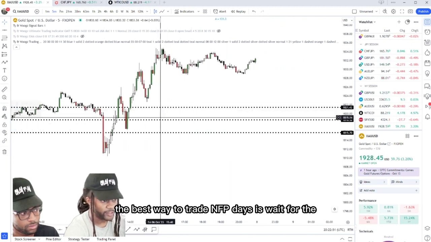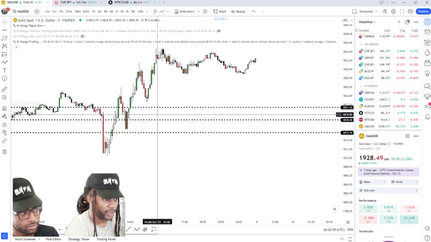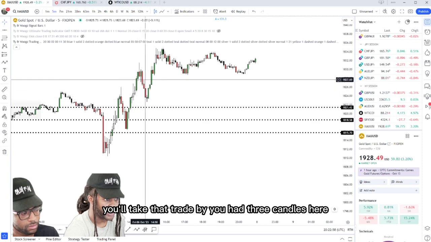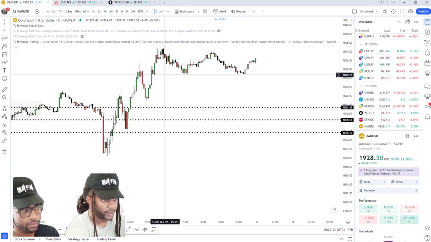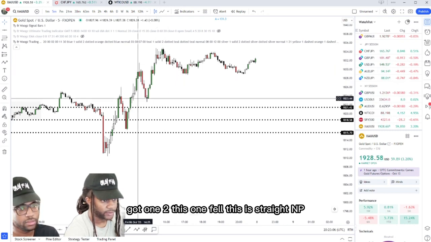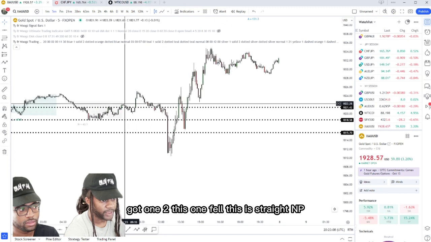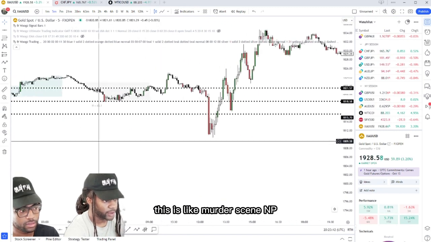The best way to trade NFP days is wait for the 3 candles with the signal calculator. So you have your 3 candles right here. You will take that trade buy. You had 3 candles here. This one fell. This one hit, and then this one even hit 2 right here. You got 1, 2. This one fell. Yeah, this is straight NFP. This is like a murder scene. NFP.